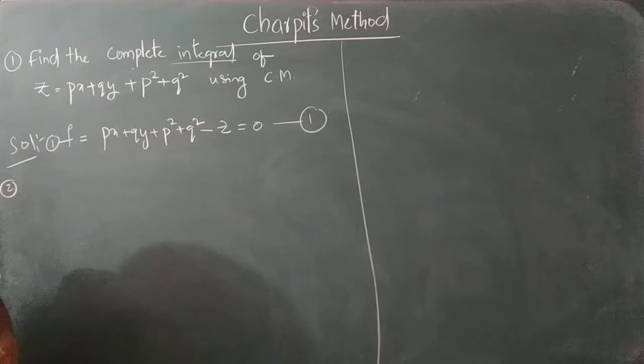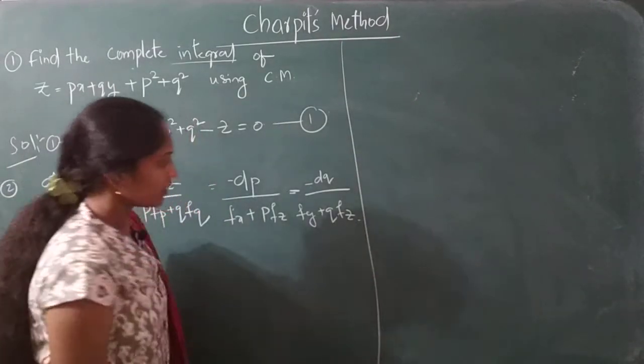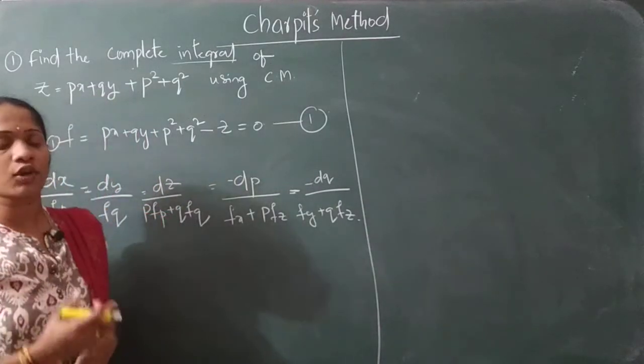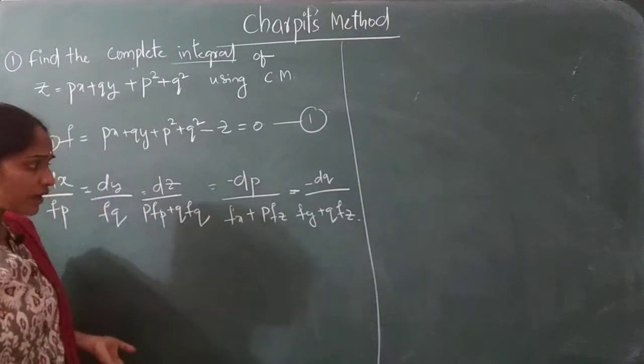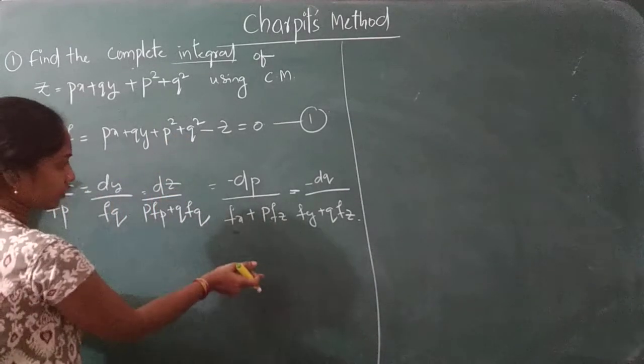Step 2 is Charpit's auxiliary equation. The third step is to find all the derivative values: fx, fy, fz, fp. We just find out these terms here.